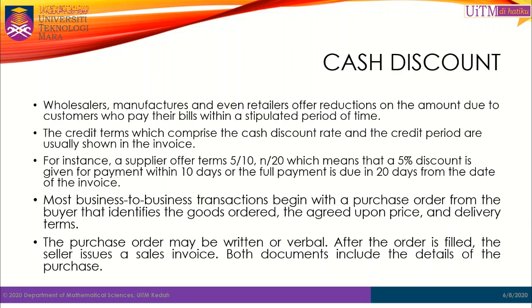It comprises a certain discount rate and the duration. For example, if you see in the slide, a supplier offers 5/10, N/20. The first value before the slash symbol, the 5 in 5/10, refers to the discount rate, in this case the cash discount rate. So 5 means that it is a 5% cash discount rate, whereby the value after the slash, that is 10, refers to the number of days, the period where the 5% can be applied.